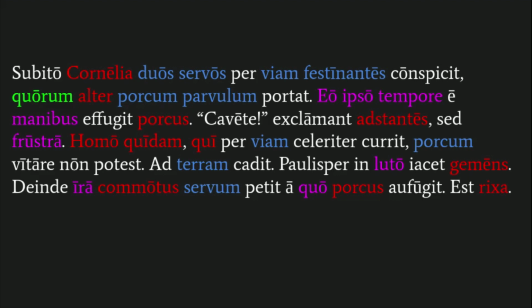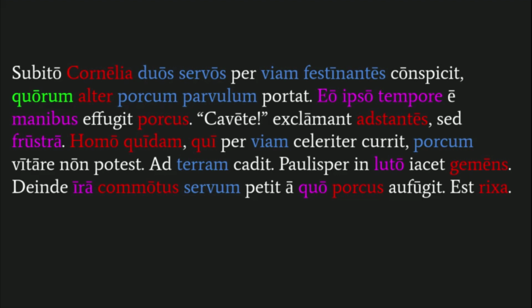Homo quidam, qui per viam celeriter currit, porcum vitare non potest. So homo quidam means a certain man or some man. Here's our indefinite adjective, quidam. It's a QU word, but you can tell by the DAM, it's going to be an indefinite adjective. It's describing the homo, the man, which is why they match in case, number, gender, right? Because it's an adjective. So a certain man, some man, again, it means that Cornelia doesn't know who it was. And it's really not important to the story, right? It doesn't really matter what this person's name was. It's just some guy, right? The guy who fell down, or who was about to fall down.